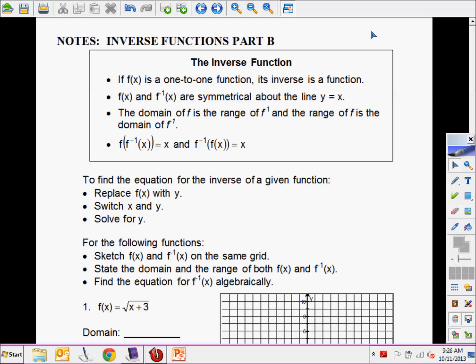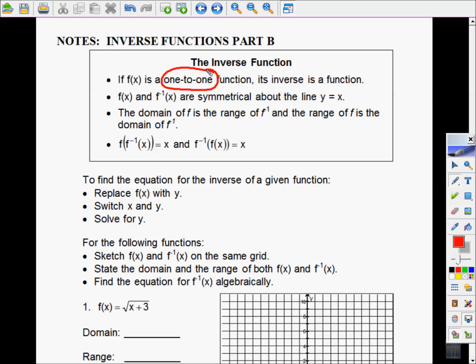Right, so as far as this goes, yesterday we talked about inverse functions with graphs. And we're going to recap what we learned. So yesterday we learned that it needs to be 1-to-1, which means it passes the what test?